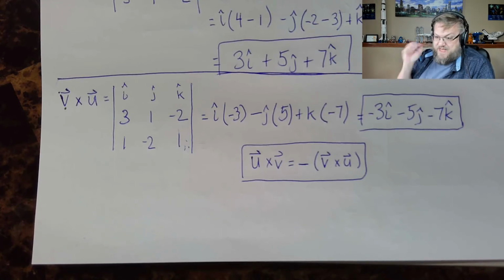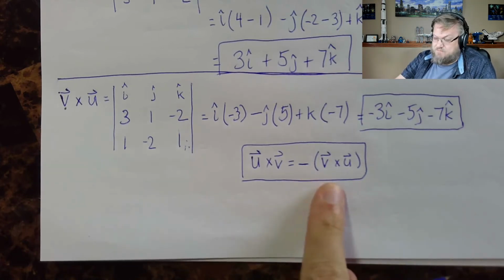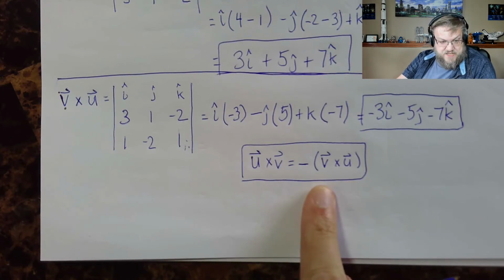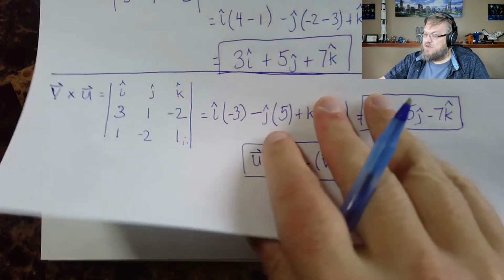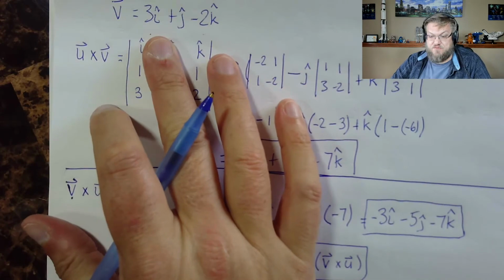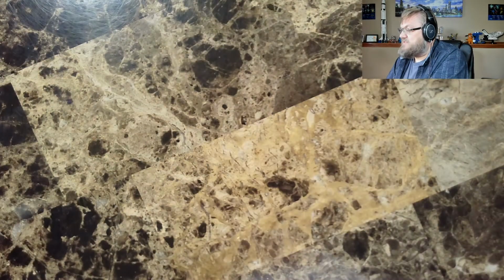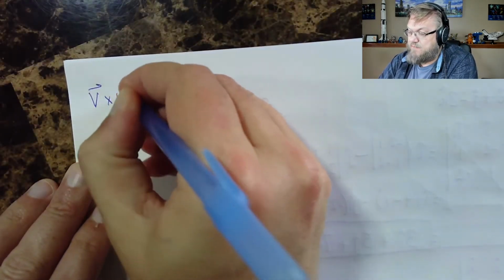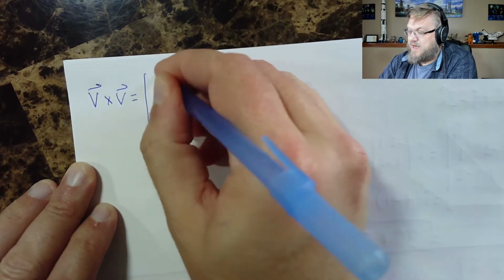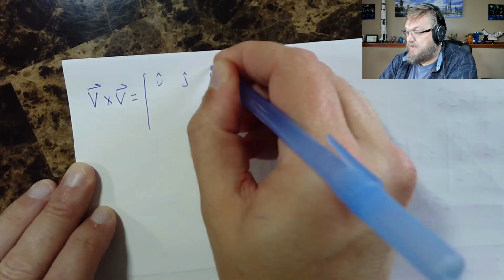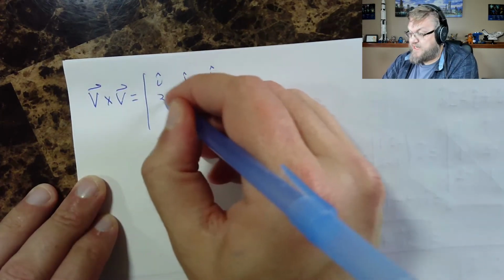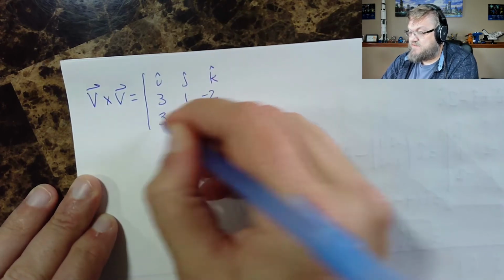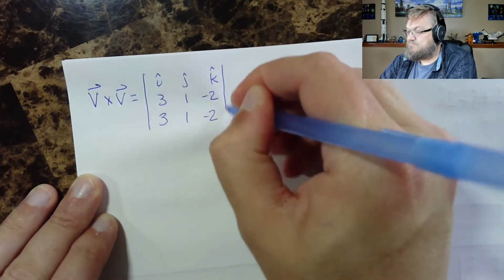Okay, so big idea here. Cross product is not commutative, but it is predictable. Let's do another one. I'm going to take v and cross it with itself. So what would v cross v be? Well, v crossed with v. i, j, k. v is 3, 1, negative 2 again. And so is v, 3, 1, negative 2.